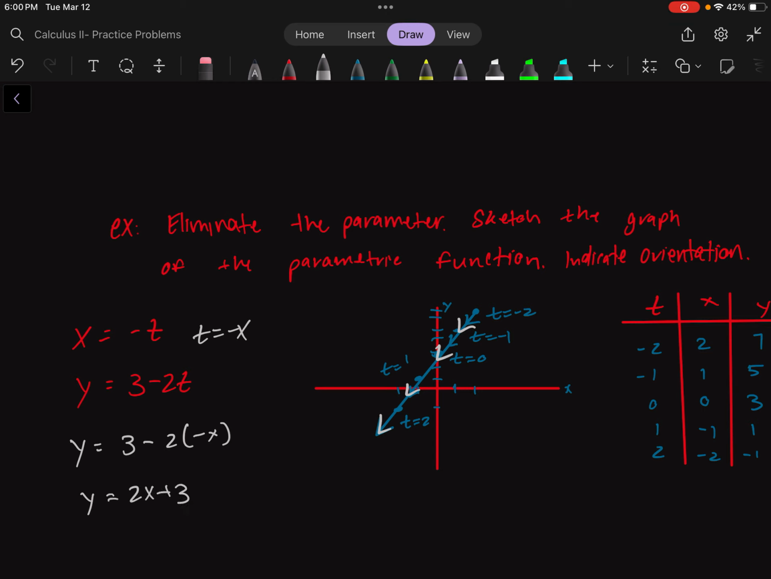Isn't that the graph we drew? A y-intercept of 3 and a slope of 2. As every run increases by 1, the rise increases by 2, which means we have a slope of 2. So we could also do this. This is called eliminating the parameter, and we use that to graph the function. But we will have to use test t values to find the orientation of the curve, which we'll do in the next problem.